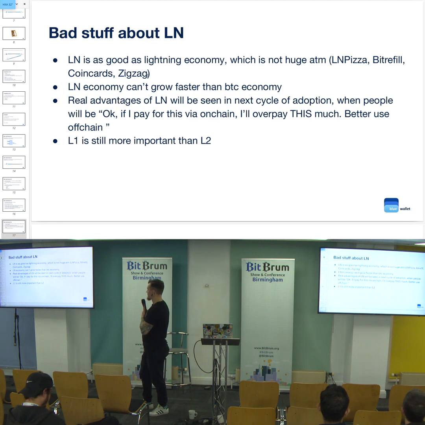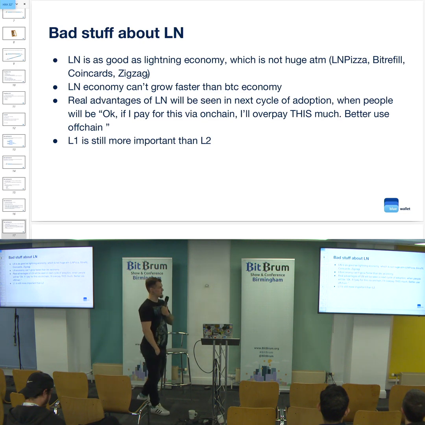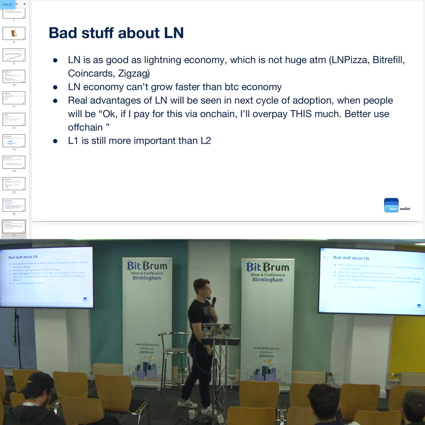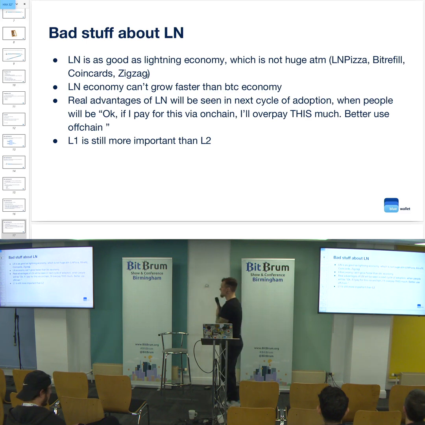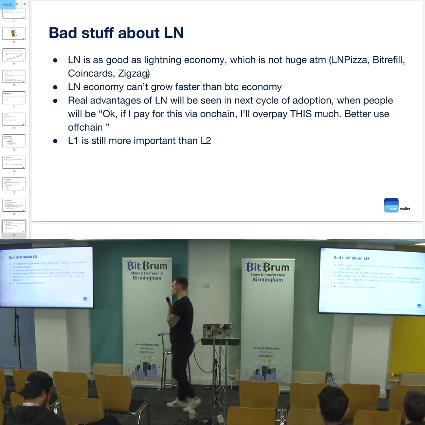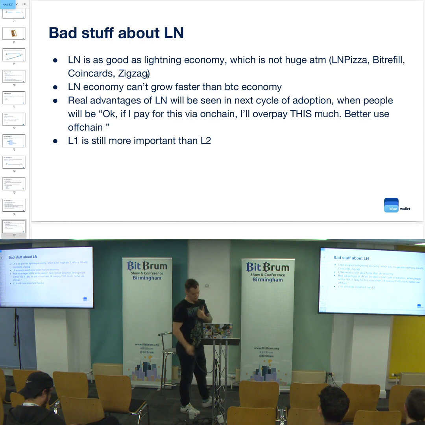And I actually expect that we'll see real advantages of Lightning Network when we see the next bull run, when fees again on the base layer will be super high, and people will be thinking, okay, I can pay with Lightning for this, so I will save a lot if I use Lightning instead of layer 1. So, and as the final thought, I think that layer 1 is still more important than layer 2, because we can basically afford losing layer 2, it's still an experiment, but we cannot afford losing layer 1.